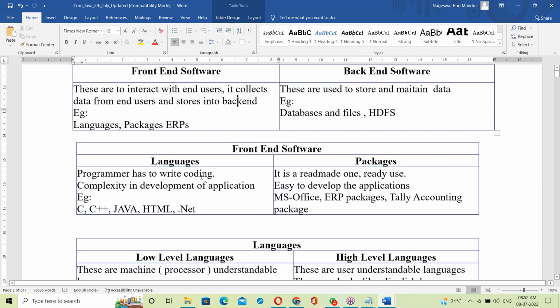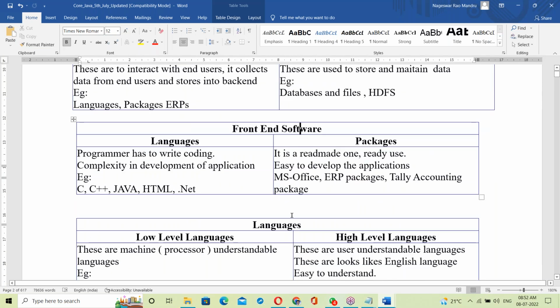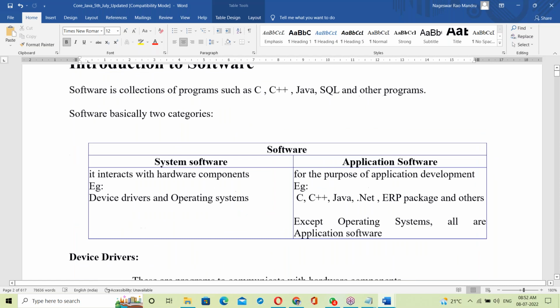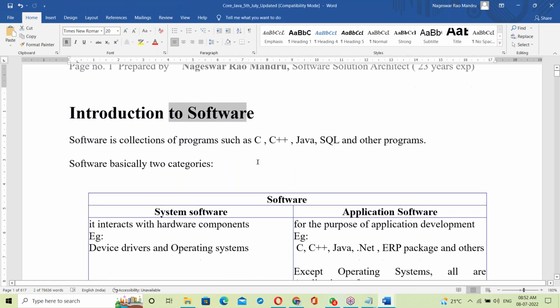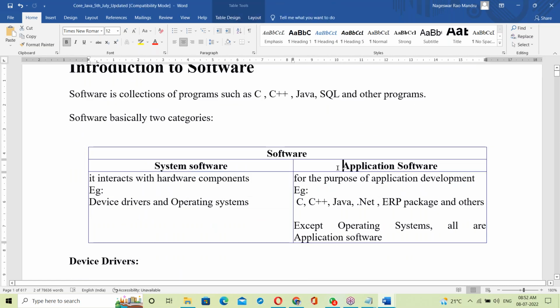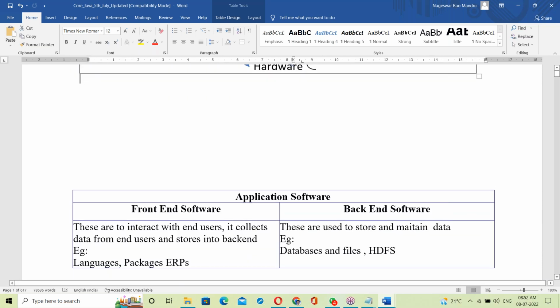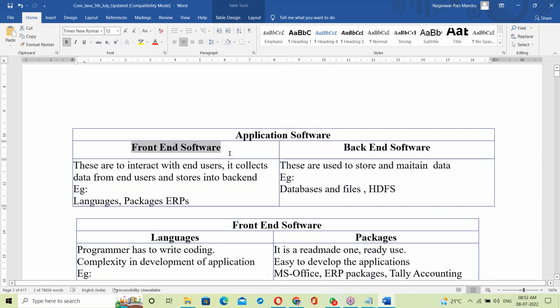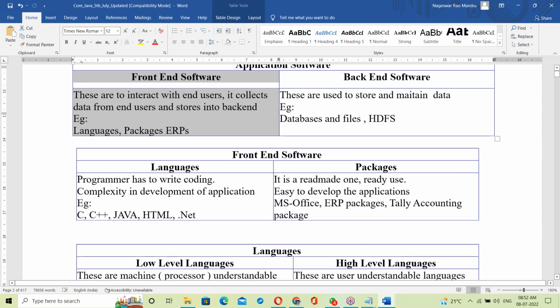Okay, now let us move to front end. Our topic is now front end. See software: system software and application software. Java is an application software. So that's the reason we move to application software. In application software, they say front end and back end. Java comes under front end. So that's the reason we are moving to front end now.